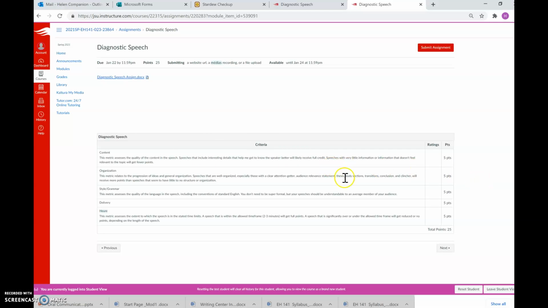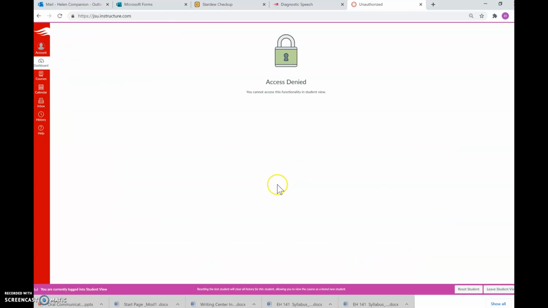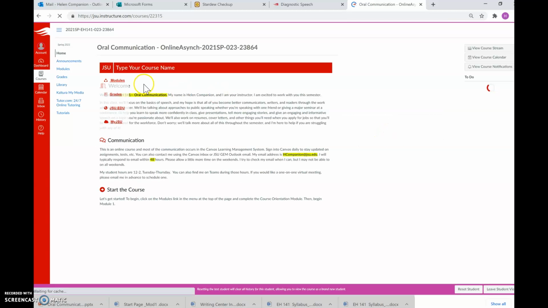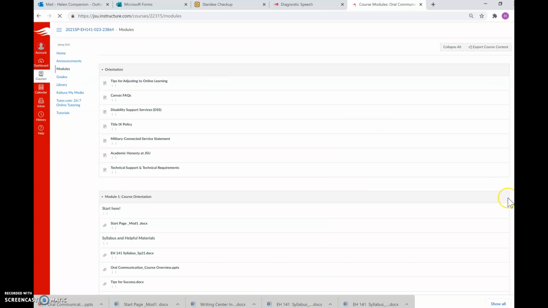How is it organized? Is the style and grammar appropriate? Delivery relates to body language and nonverbal communication, tone of voice, anything like that. And then time assesses the extent to which the speech is within the stated time limit. So speeches that go over or under may have points taken off. See, I told you it's not going to let me. I accidentally clicked on access denied on the dashboard and it's not allowing that.